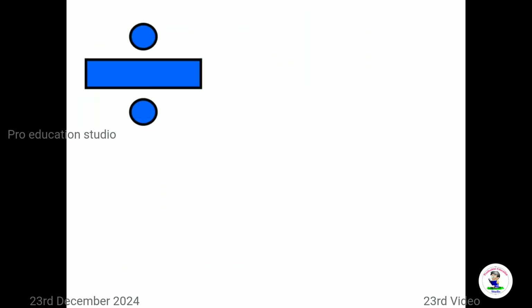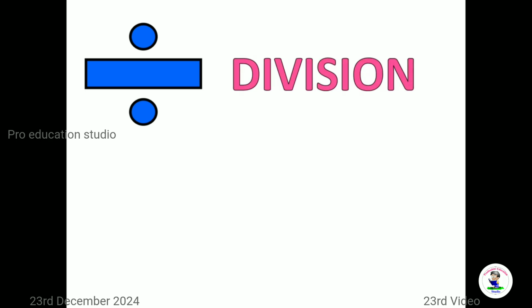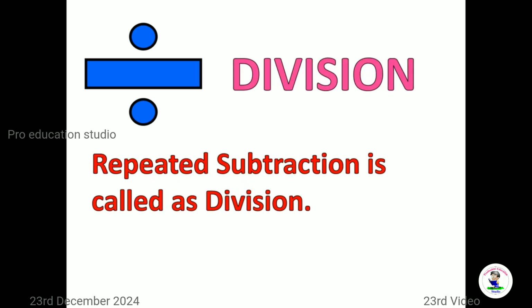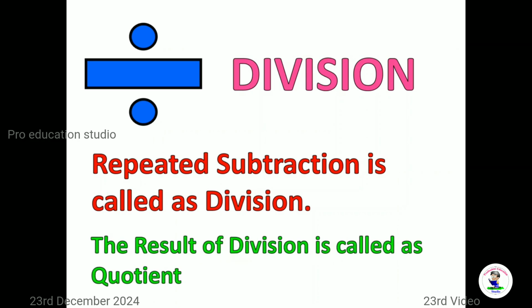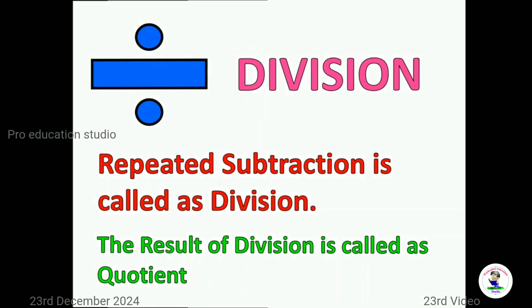We will see the definition of division. Now the repeated subtraction is called division. In the division we subtract the numbers, so the repeated subtraction is called division. Now the result of division is called quotient. Yes, the result of division is quotient.